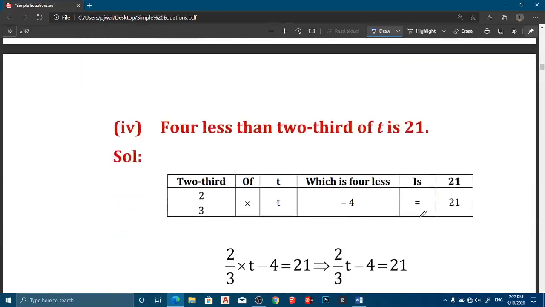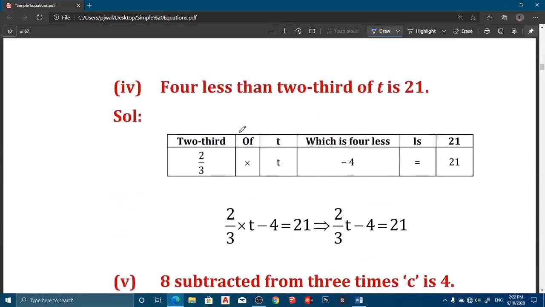Next, 4 less than 2/3 of t is 21. First you take 2/3 of t, because you have to subtract 4 from this value. Take this first: 2/3 of t, which 4 less is 21. Like that you can write. 2/3 means 2 by 3 of t, meaning into t, minus 4. You have to subtract 4 from this value.